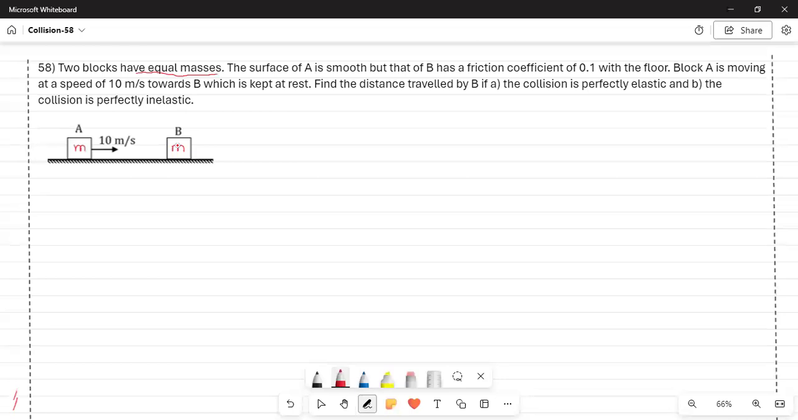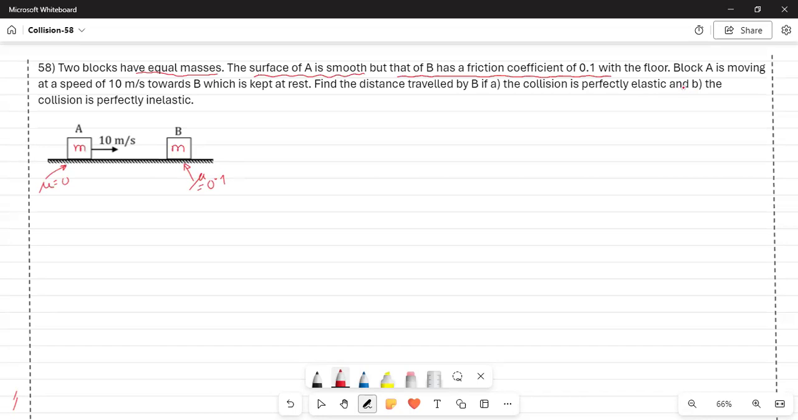This is very good. Having equal masses, the momentum equation will be easier. The catch is the surface of A is smooth, which means there is no friction between A and the table. This is mu equal to 0. But the surface of B has a frictional coefficient of 0.1. That means here mu is equal to 0.1.